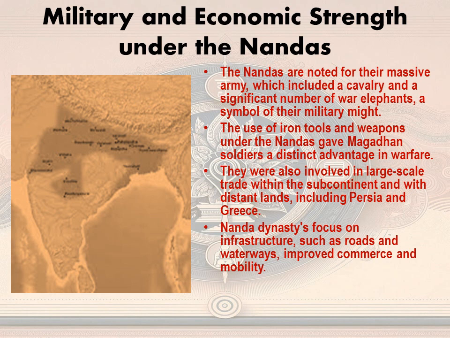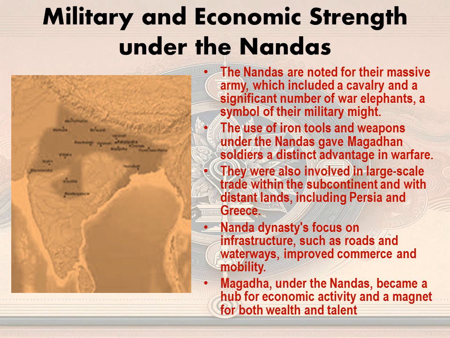The Nanda dynasty's focus on infrastructure such as roads and waterways improved commerce and mobility. So they focused a lot on welfare activities, which indirectly made them the most powerful rulers of the Magadhan kingdom. And in infrastructure, they focused on roads and on waterways, which were important for trade, and thus improved the commerce and mobility among the Magadhan territories.